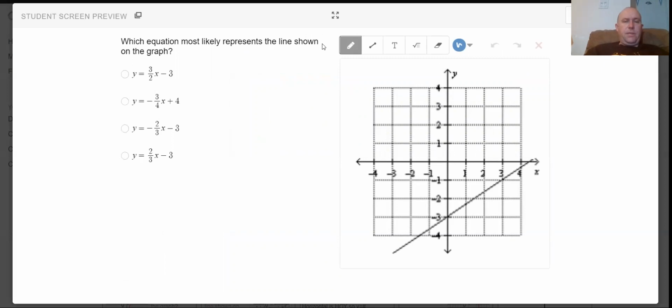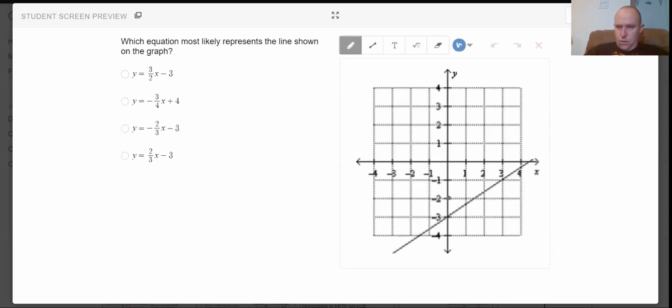Which graph most likely represents the line shown on the graph? Well, first of all, I'm going to look at the y-intercept, -3. So it's certainly not that answer here. And I can see this one has a negative slope as well. This is clearly going upwards. So I know this is between A and D. So let's have a little look here.